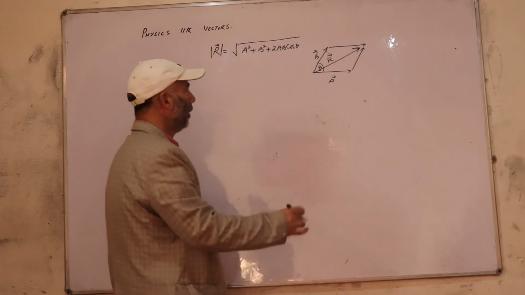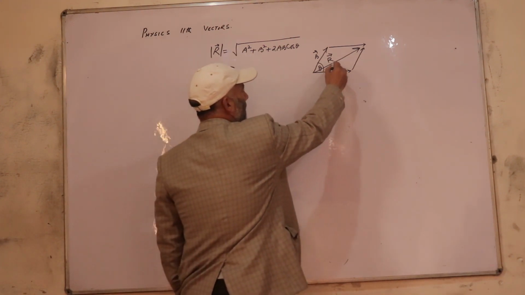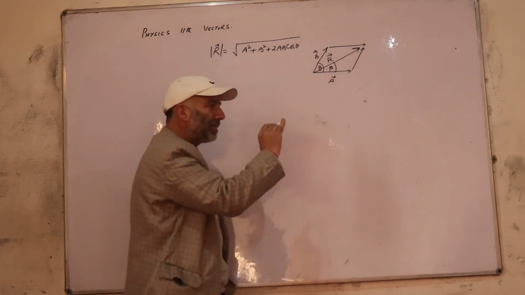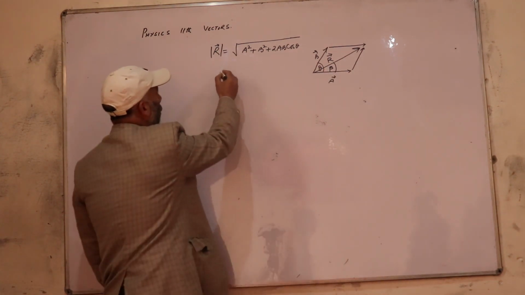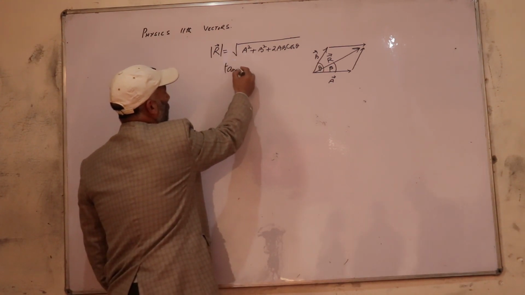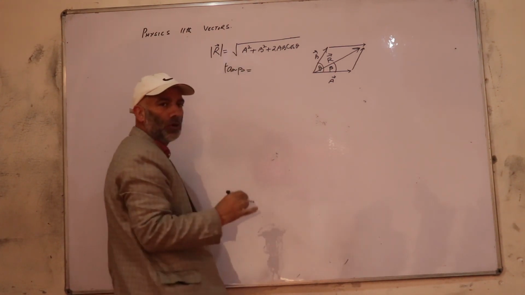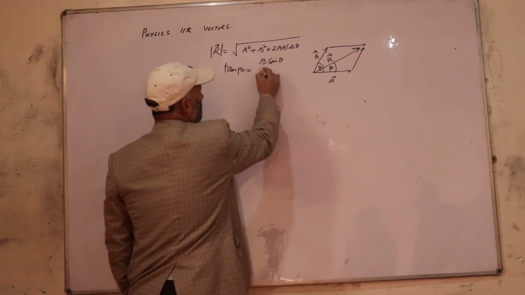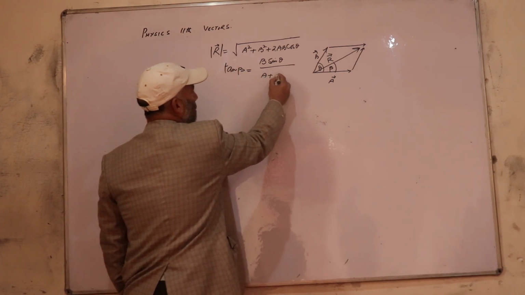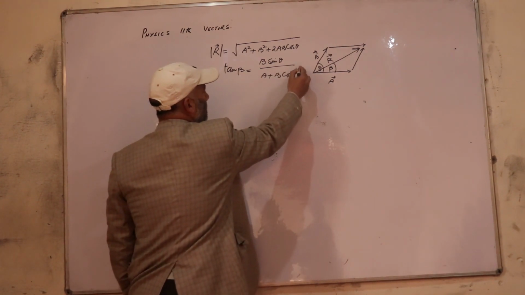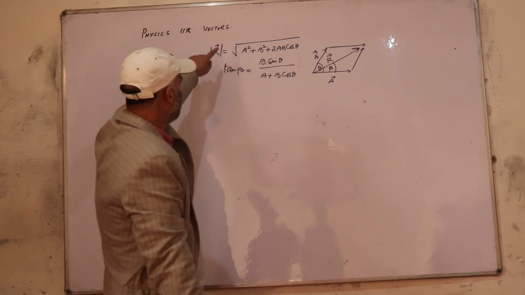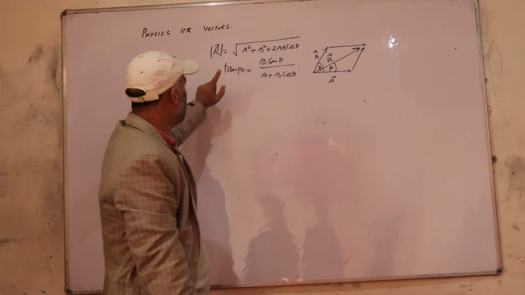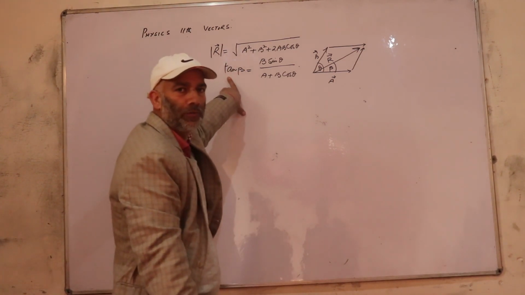So this is the resultant, and last time we mathematically calculated the magnitude of the resultant. Not only this, we also derived the expression for the direction of the resultant. Let beta be the angle that the resultant subtends with vector A. Last time we derived the equation tan beta equals B sin theta divided by A plus B cos theta. With the help of one equation we can calculate the magnitude of the resultant, and with the help of this equation we can calculate its direction.